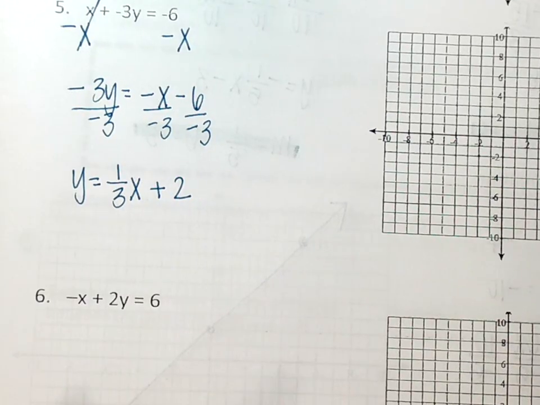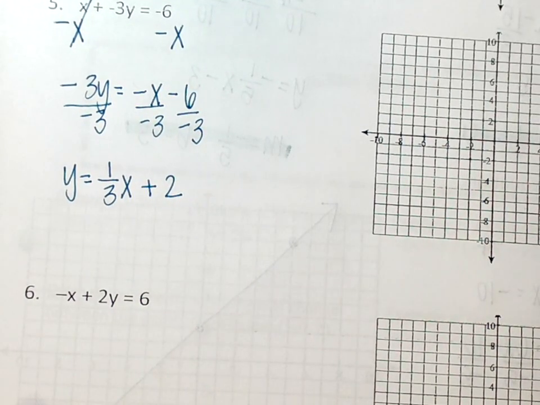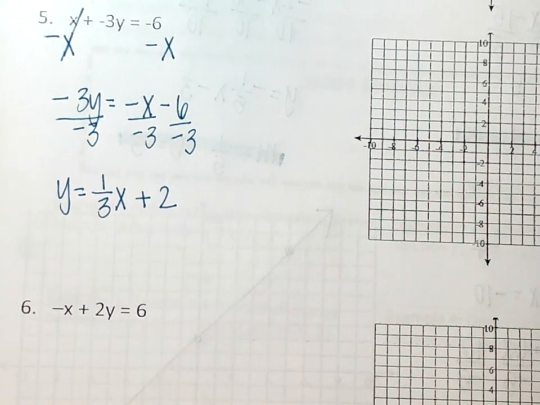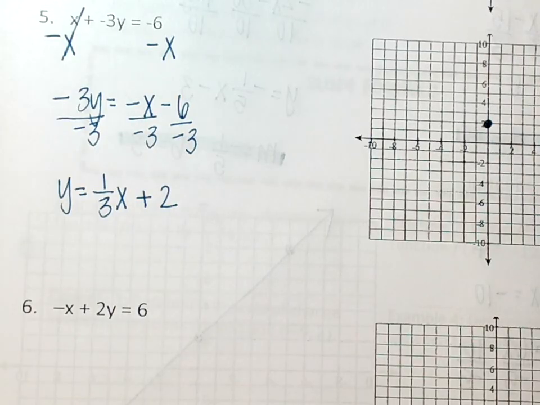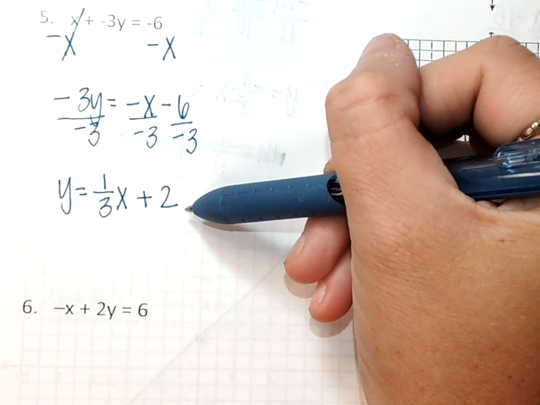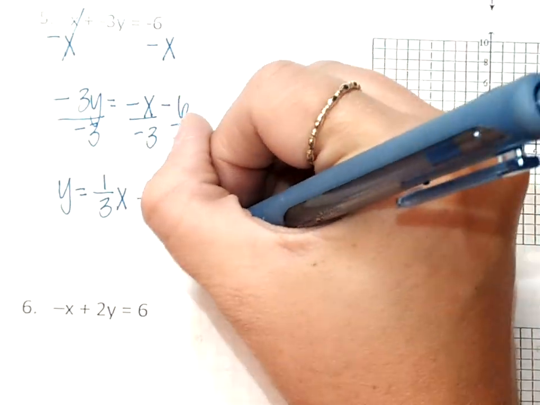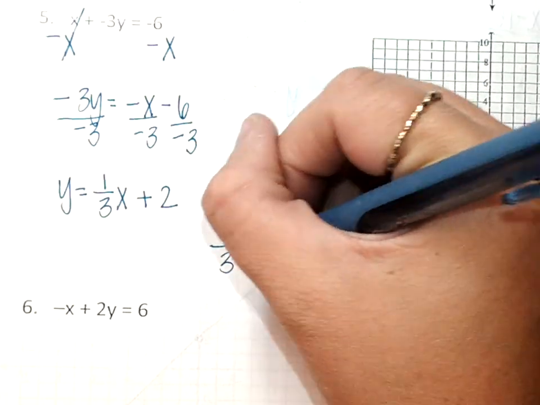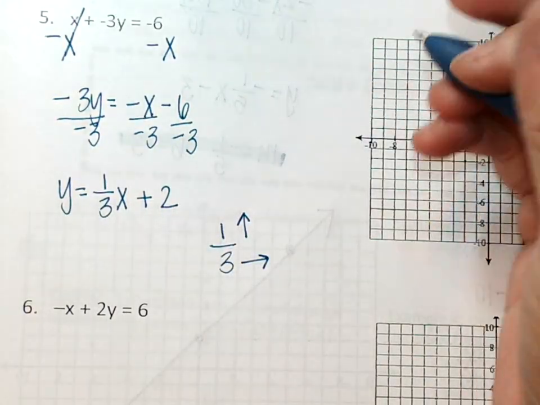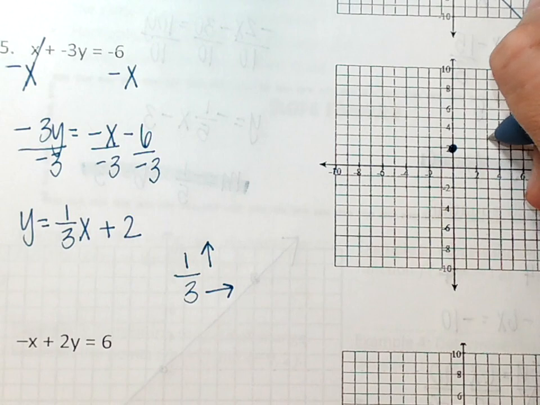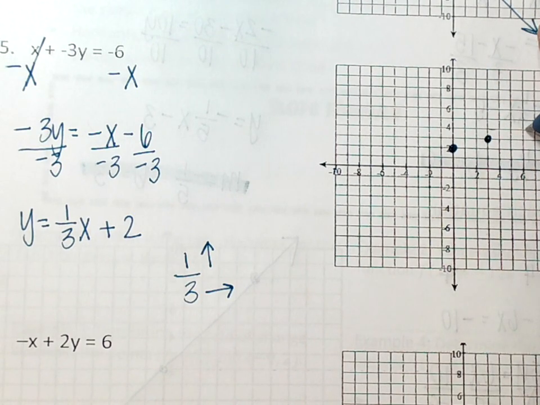Alright, so, Allie, on this one, where do I start? Y-intercept at 2, right, yeah. Yep, good, at the y-intercept at 2, because my y is 2, my b, and then my slope is 1/3, so that means I go up 1, right 3. Okay, so I'm going to go up 1, right 3. Up 1, right 3.